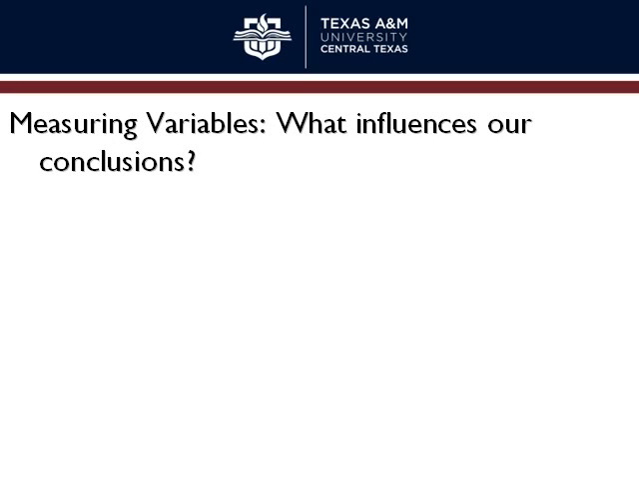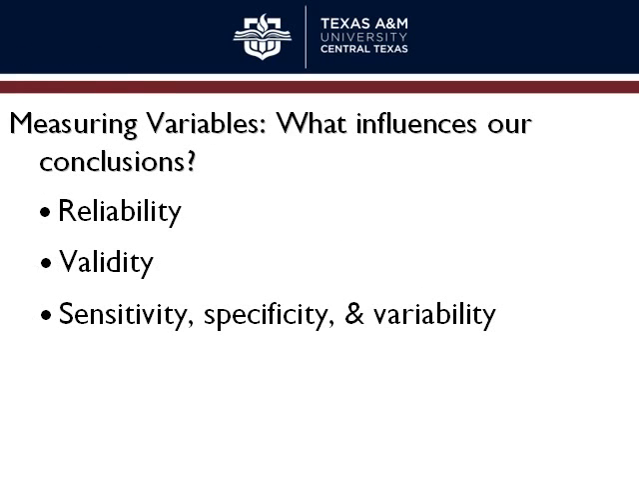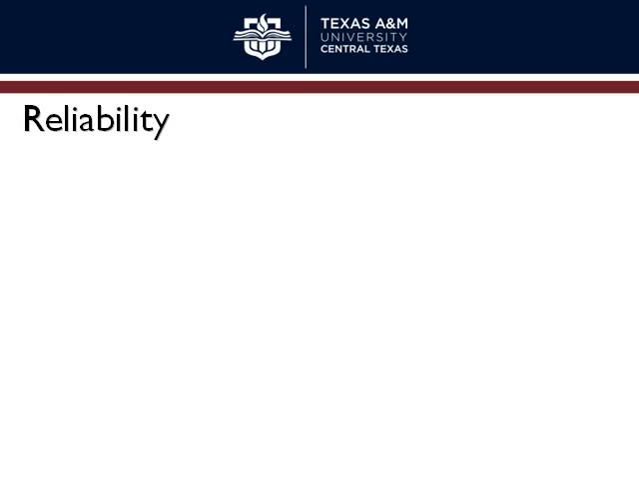So a couple of different things that we'll talk about that influence our conclusions in terms of measuring variables. An overview here. We'll talk about the reliability of how you're choosing to measure something. We'll talk in greater depth about construct validity and different types of validity that contribute to construct validity. We'll talk about sensitivity, specificity, and variability. And then we'll also talk about the different scales of measure. Starting with reliability.